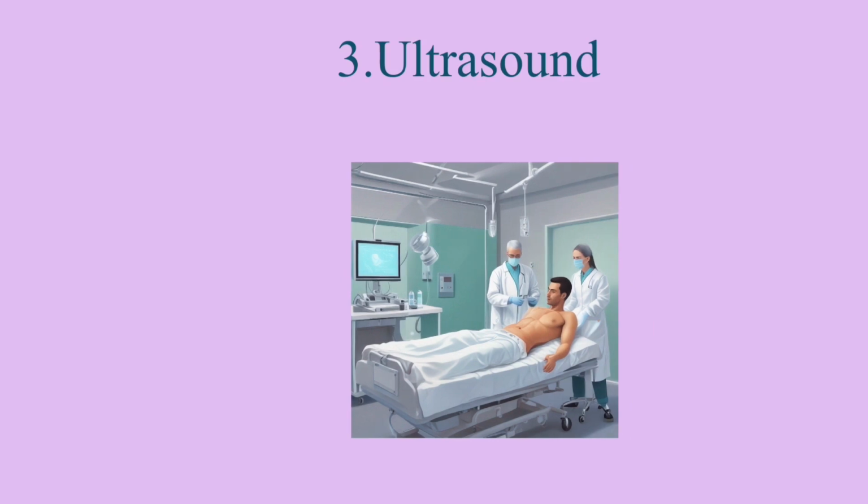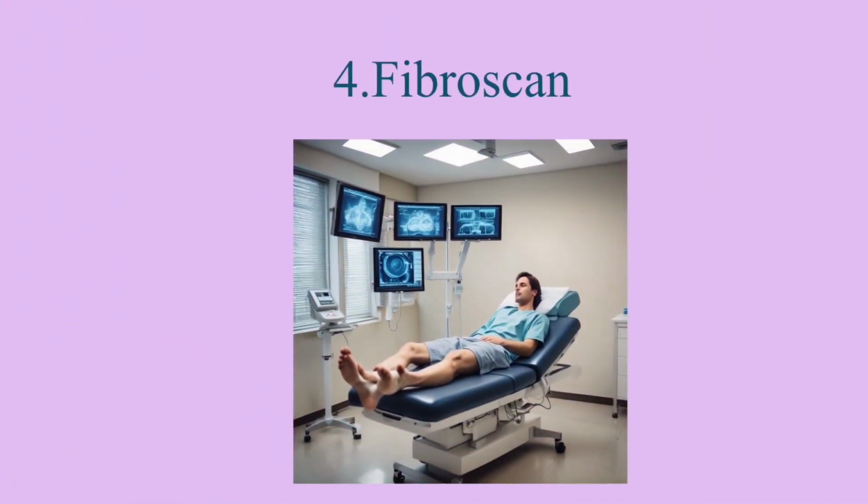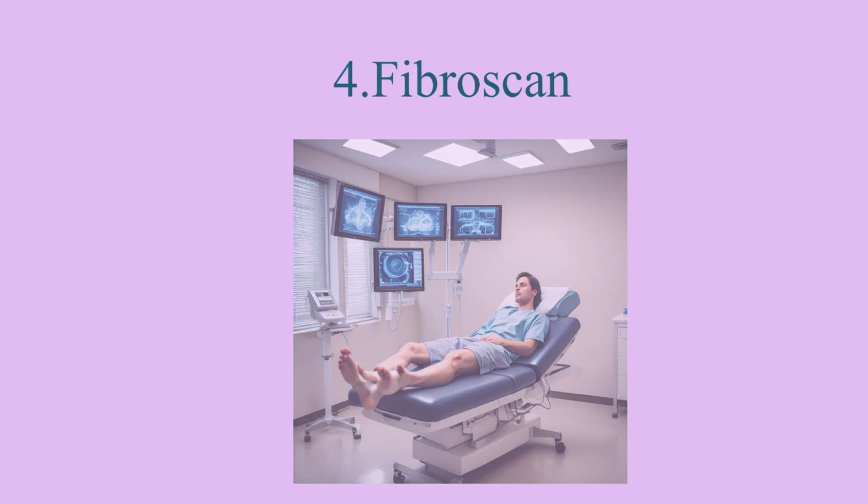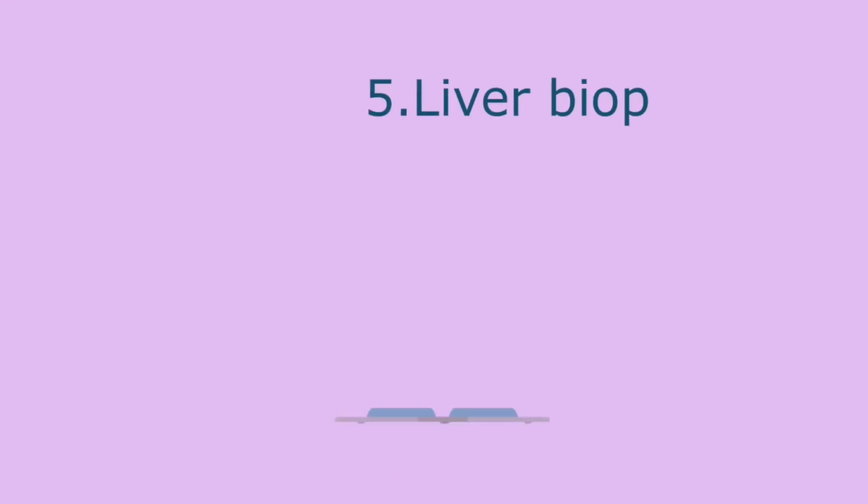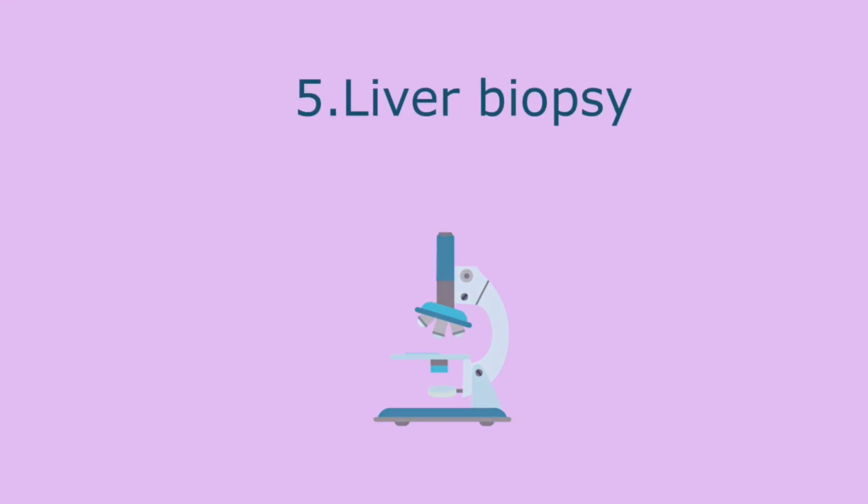You might get an ultrasound, which is like a cool peek inside your belly to look at your liver. They are checking for any signs of trouble like liver swelling or fatty liver. Sometimes they use something called a FibroScan to measure how stiff your liver is. The stiffer it is, the more likely there is serious damage. In some cases, they might do a liver biopsy. Don't worry, it's just a teeny piece of liver. They are checking how bad your liver is.